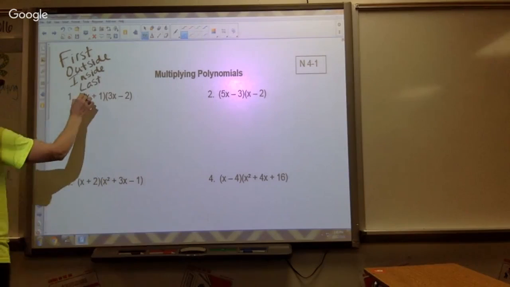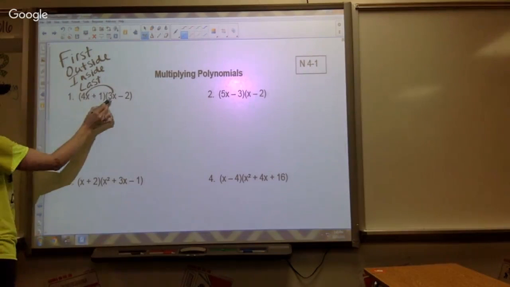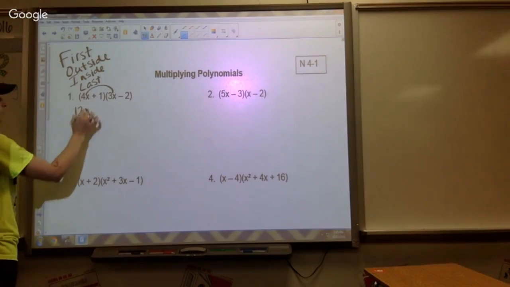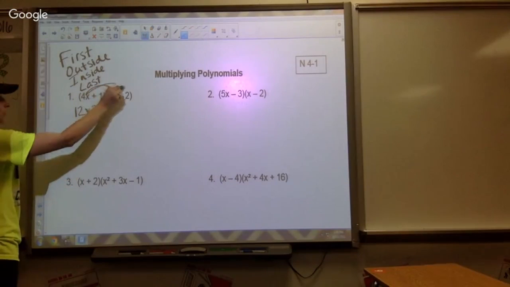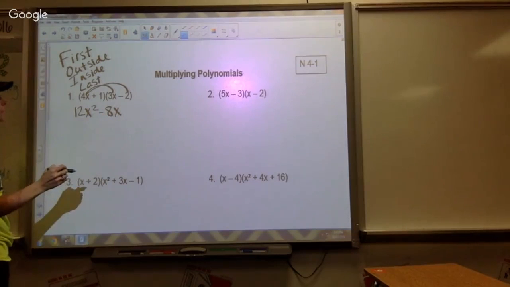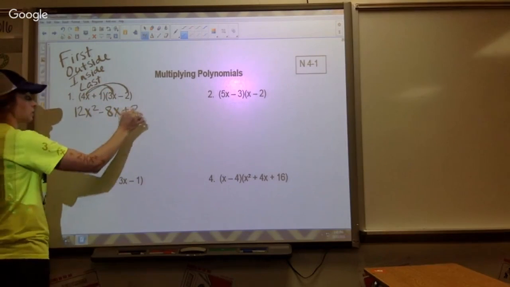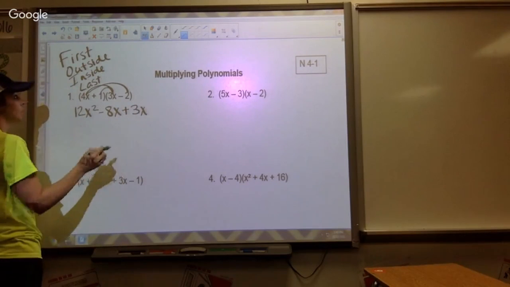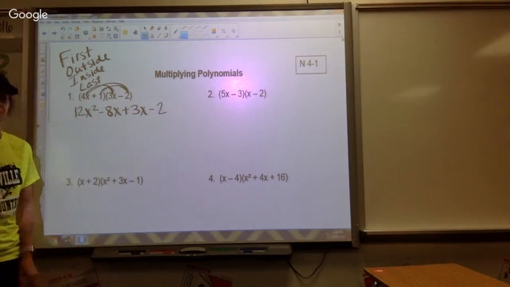So I'm going to multiply my first two terms together. So 4x times 3x would be 12x squared. Your outside terms, 4x times a negative 2 would be a negative 8x. And then your inside, 1 times 3x would be 3x. And then your last terms, 1 times a negative 2 would be a negative 2.